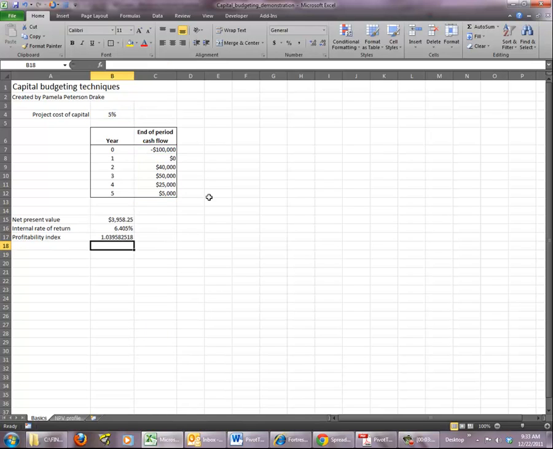Then we take the ratio and we get 1.039582518. And this is consistent with the other answers. The net present value is positive, internal rate of return is greater than the project's cost of capital, and the profitability index is greater than 1.